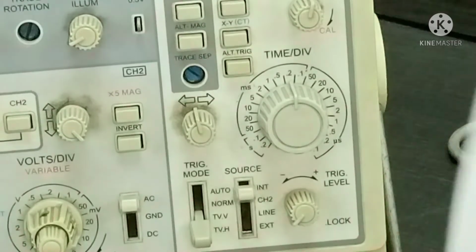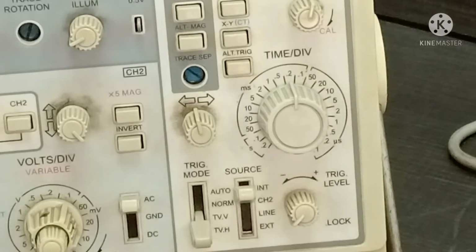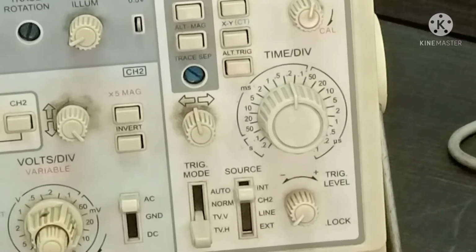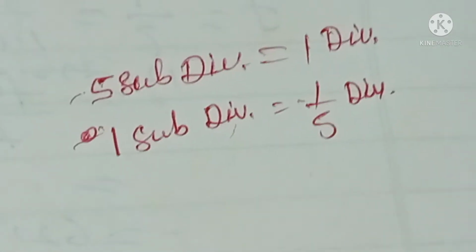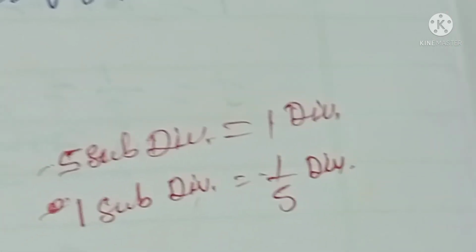Okay, because each block is divided further into 5 parts. So now you can see on the screen that 5 subdivisions equal 1 division. So we can write down 1 subdivision equals 1 by 5 division. So we got the subdivision in terms of 1 division.